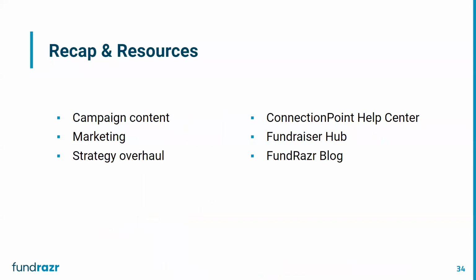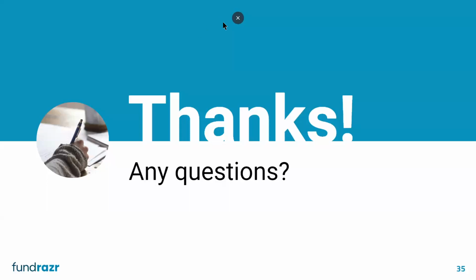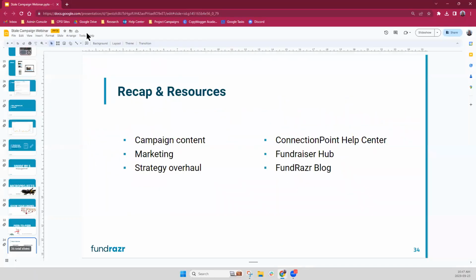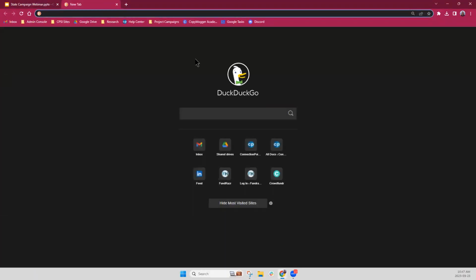Okay, so we did go over a lot of information today. We talked about your campaign content, we talked about your marketing, and then we talked about overhauling your strategy completely if what you're doing right now isn't working for you. There are a bunch of resources to help you, so let's show you where these resources are.